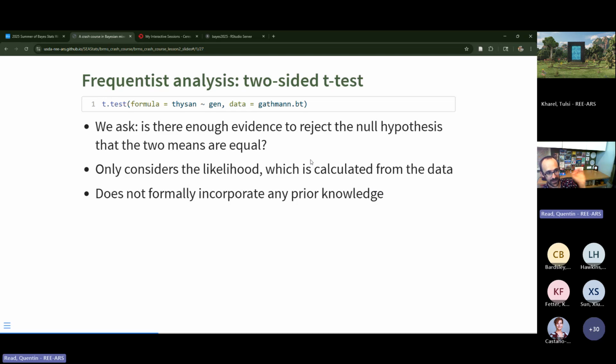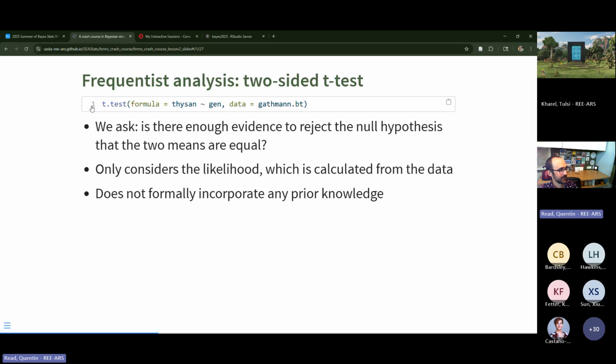Okay, let's say we're not Bayesian. We're just going to do a simple t-test. We're comparing the mean of one group to the mean of another. For that, in classical frequentist analysis, we would just use a t-test. It only uses the likelihood; it's only looking at the data. It's frequentist, so we're asking, is there enough evidence to reject the null hypothesis that the two means are equal, that the mean of the Bt and ISO are equal? No prior knowledge is incorporated in any way formally.